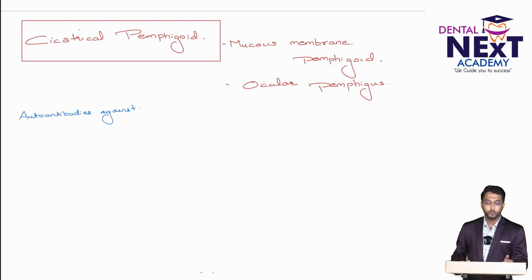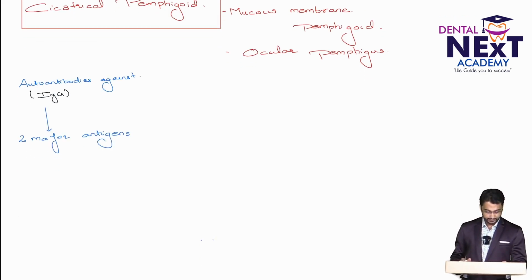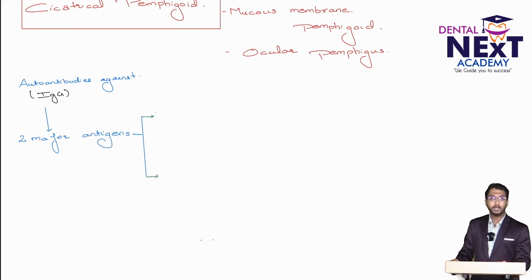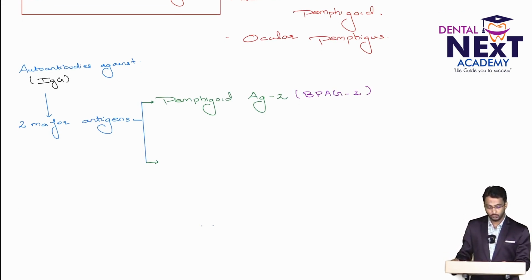Now again, it's an autoimmune disease, so autoantibodies, which are basically IgG, are directed against two major antigens of hemidesmosomes. So desmosomes. So hemidesmosomes connect what? The epithelial cells with the basement membrane layer. Okay, basement membrane layer. So against two major antigens, what are they? Pemphigoid Ag2 or antigen 2, also known as BP Ag2. Now don't confuse bullous pemphigoid, which is the next pemphigoid, BP. Okay, we'll see BPAG2 there also. So it's BPAG2, basically we're discussing what?